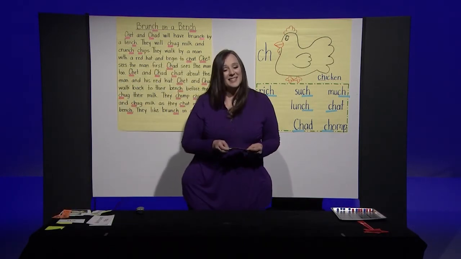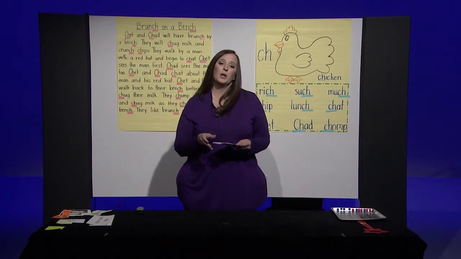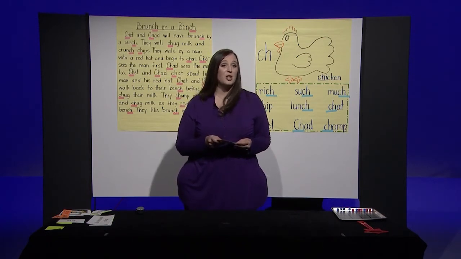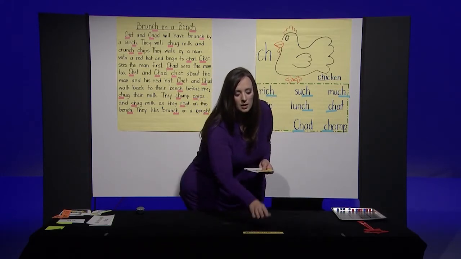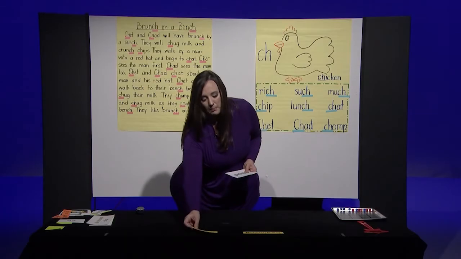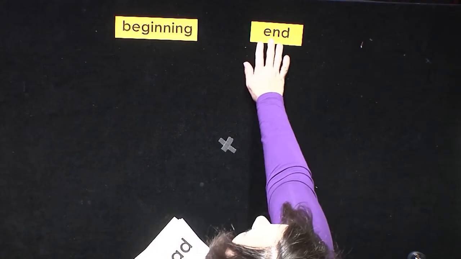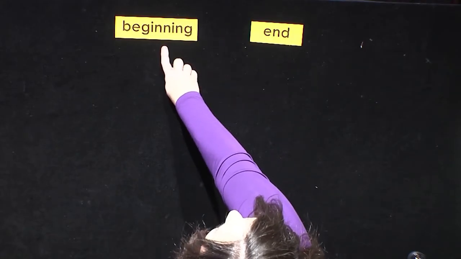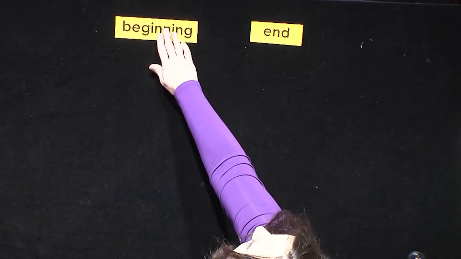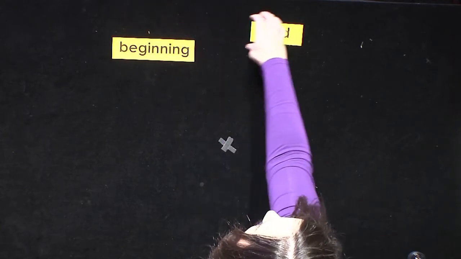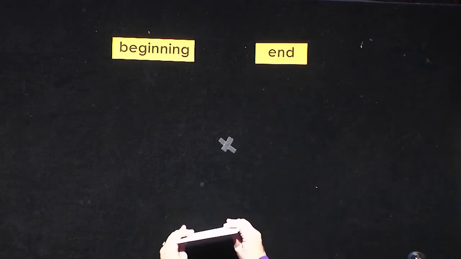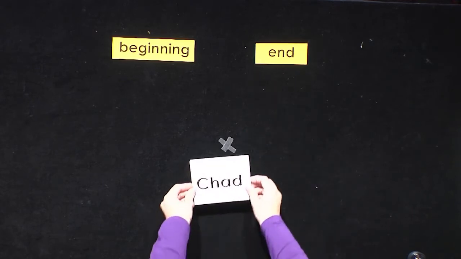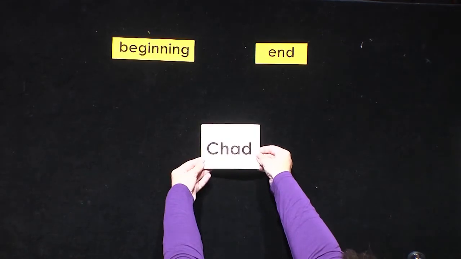For our next activity, we're going to sort words that have the digraph CH at the beginning of the word and at the end of the word. We're going to use two columns again, beginning and end. Some words will have the ch sound at the beginning, and some words will have the ch sound at the end. I'll read through the words first.